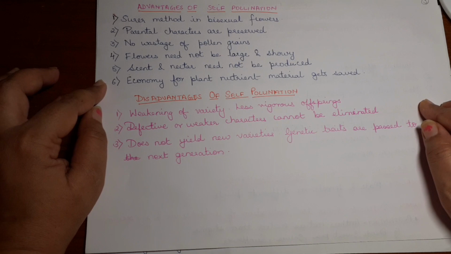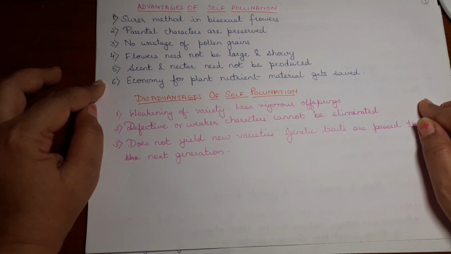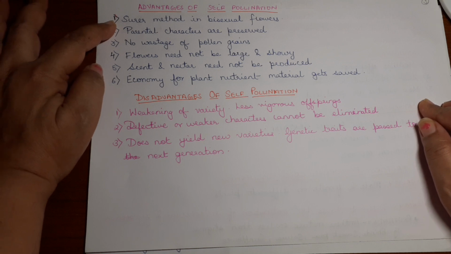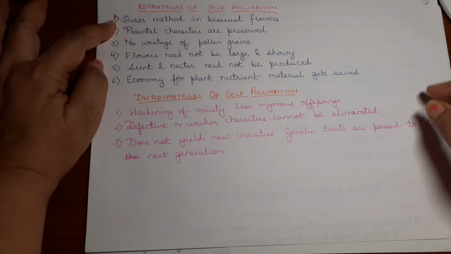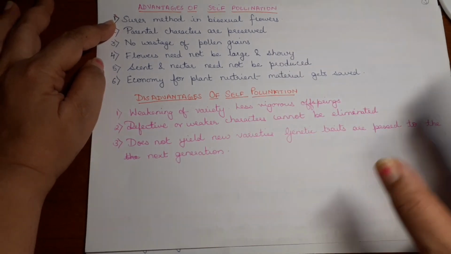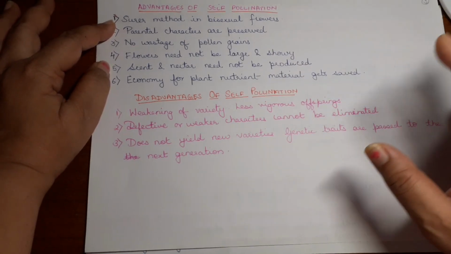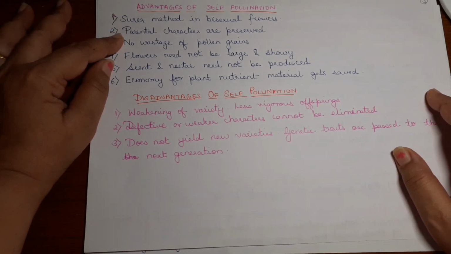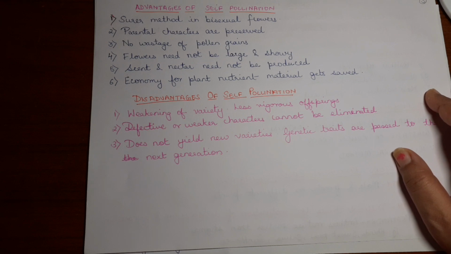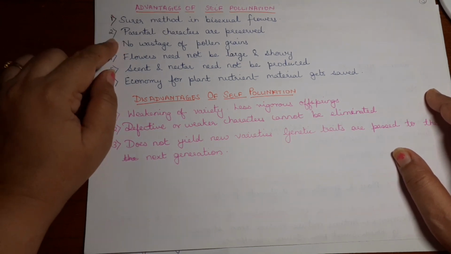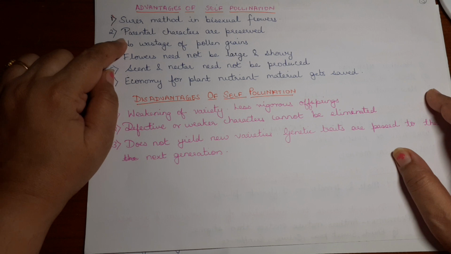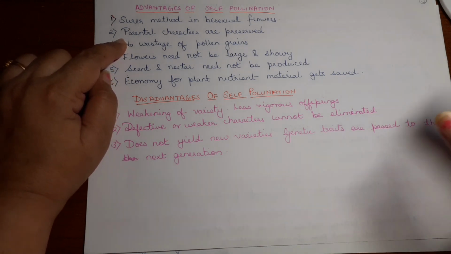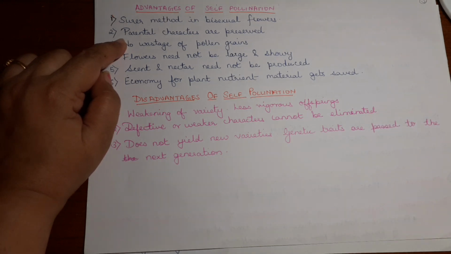Now moving on to the advantages of self-pollination. Now what are the advantages? Number one, it is a surer method in bisexual flowers. When the flowers are bisexual, that is, both male and female parts are found in the same flower, then this is a very sure method that pollination will take place. Second, the parental characters are preserved. Whatever the characters of the parent plant are, they will continue in the daughter plant.